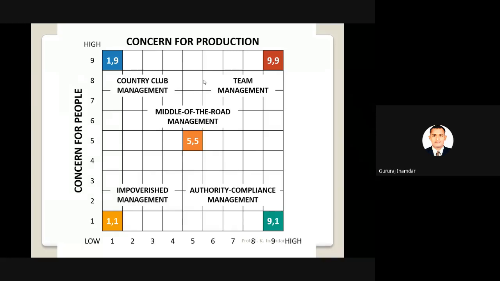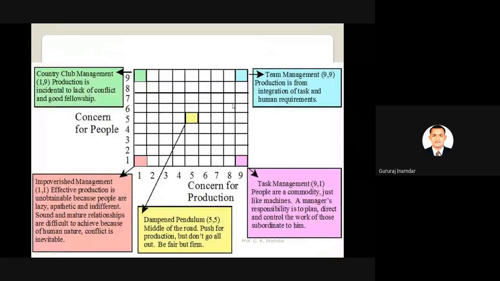Now whatever the chart is showing, the vertical y-axis shows the concern for people and the other axis shows concern for production. If you see here, there are 5 manager levels. First is impoverished management, authority-compliance management, team management, and country club management. Middle of the road management. The explanation is here. So what is the weightage?